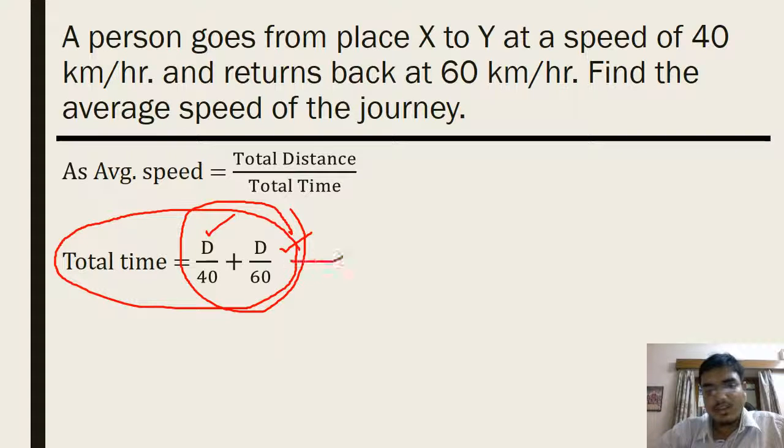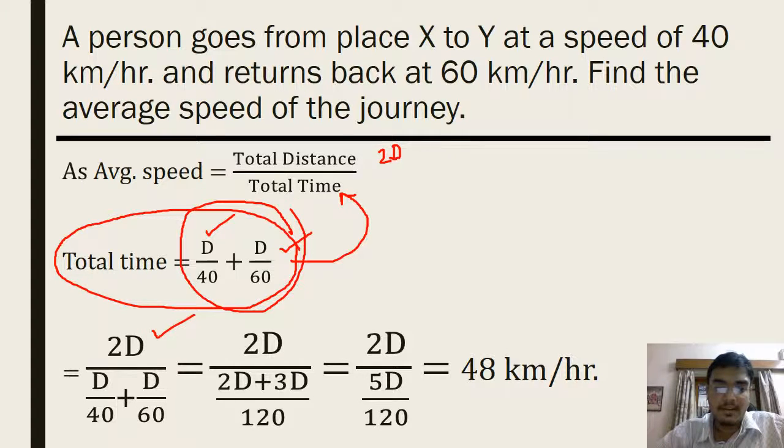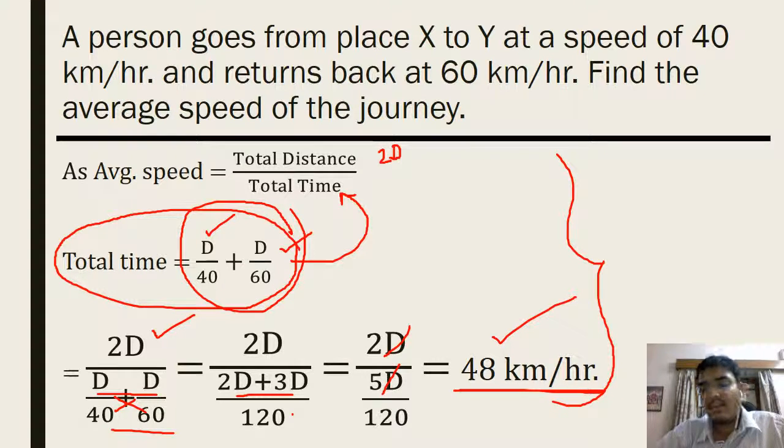Putting this total time in our formula, so we had our total distance as 2d and total time as d by 40 plus d by 60. So what we'll get is something like this, 2d upon d by 40 plus d by 60. You take the LCM here, you will get 2d upon (2d plus 3d) by 120. d gets cancelled out. What we get is our average speed as 48 kilometers an hour. So this is the way to find average speed, right?